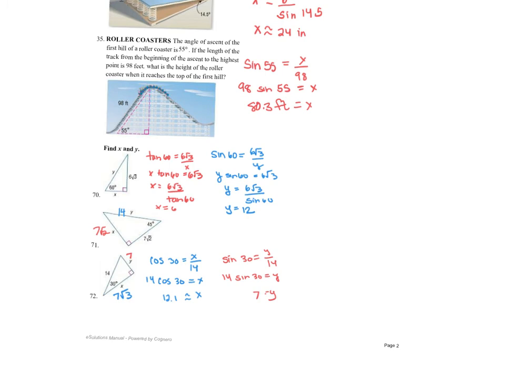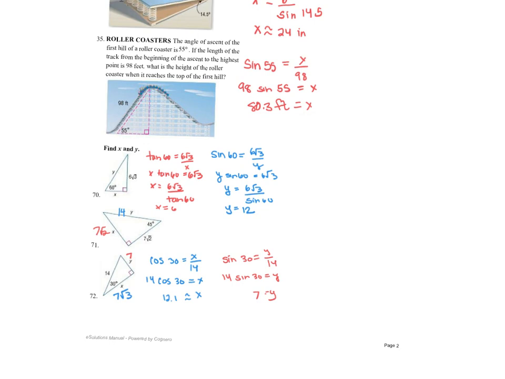All right, if we look at number 72, our angle that we were given was 30. We were given the hypotenuse. And so if we start by looking for x, which would be the adjacent, that's going to be a cosine. So cosine of 30 is equal to the adjacent, which was our x, divided by 14, which is our hypotenuse. And we're going to cross multiply. This goes into our calculator, which is approximately 12.1.